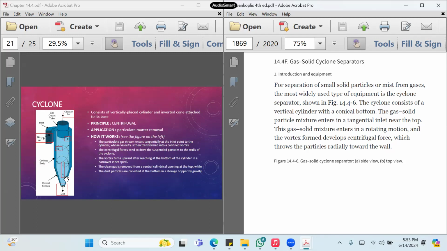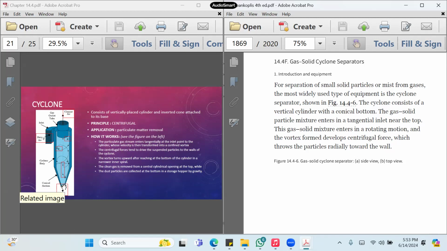The vortex will turn upward after reaching the bottom of the cylinder because at the bottom of the cylinder we installed the inverted cone. The inverted cone, of course, has a slanted angle like this that will change the direction of the vortex upward. The cleaner air will come out, while the solid will be collected at the bottom.